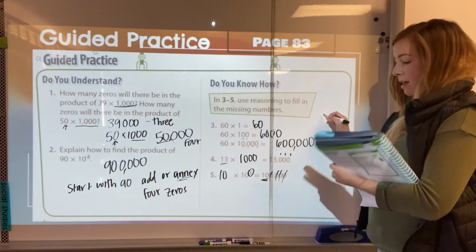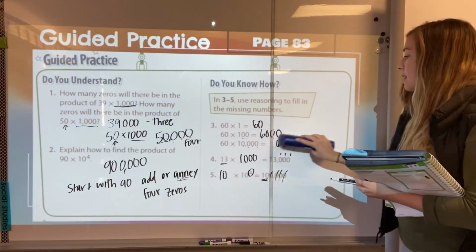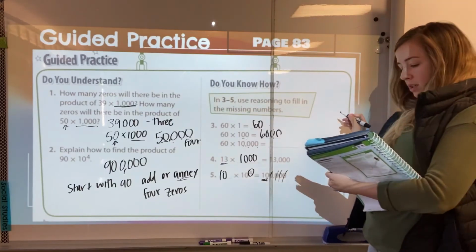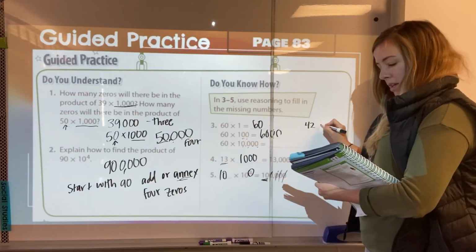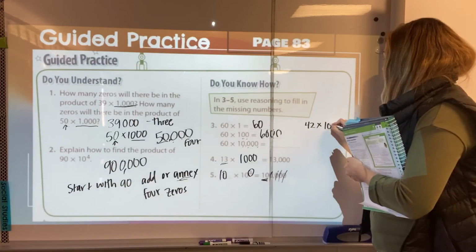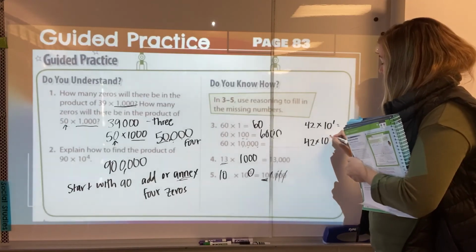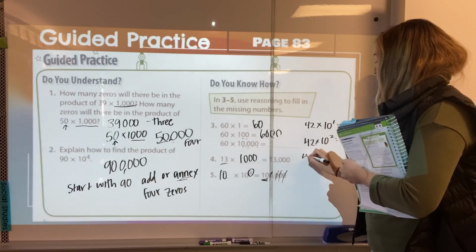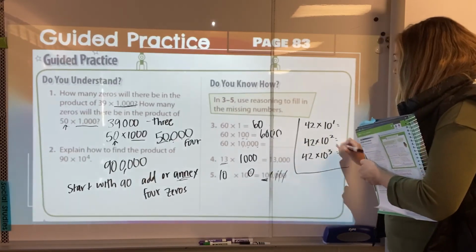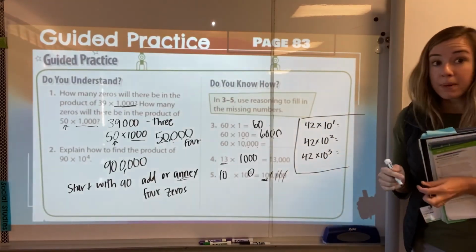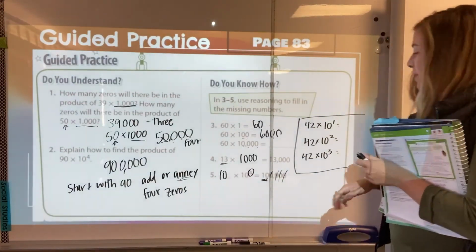Okay, I want you to write down, we're going to do a practice problem off to the side. I'm going to erase a little right there. I want you to try, let's do 42 times 10 to the power of 1. 42 times 10 to the power of 2. And 42 times 10 to the power of 3. I want you to try this problem, and I'm going to put a sticky note in my book right away, and we are going to go over that first thing for groups. Okay, give it a try.